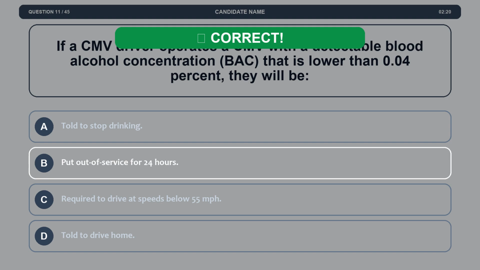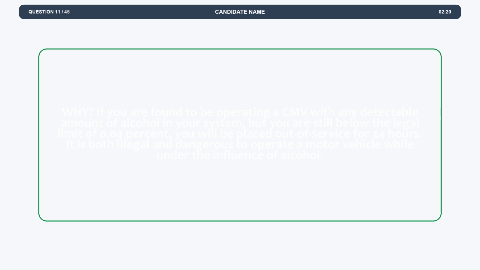The correct answer is option B. Put out of service for 24 hours. Explanation. If you are found to be operating a CMV with any detectable amount of alcohol in your system, but you are still below the legal limit of 0.04%, you will be placed out of service for 24 hours. It is both illegal and dangerous to operate a motor vehicle while under the influence of alcohol.